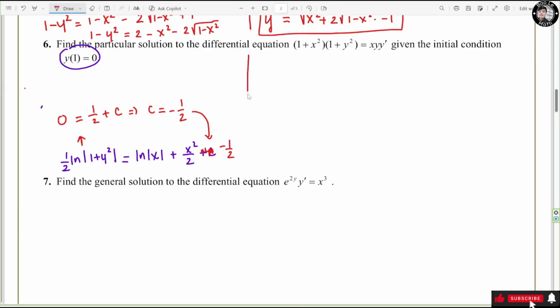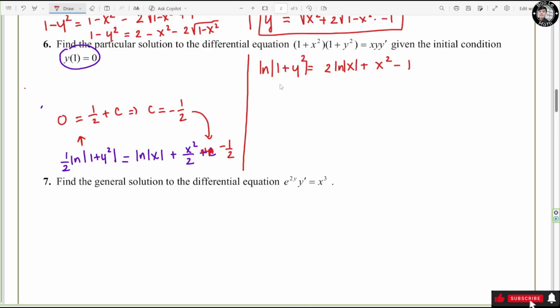Now let's simplify this further, just in case you're not going to see the answer in this form on the MCQ portion. I'm going to multiply both sides by 2. I have ln absolute value of 1 plus y squared equals 2 ln s plus s squared minus 1. Now I need to solve for y.